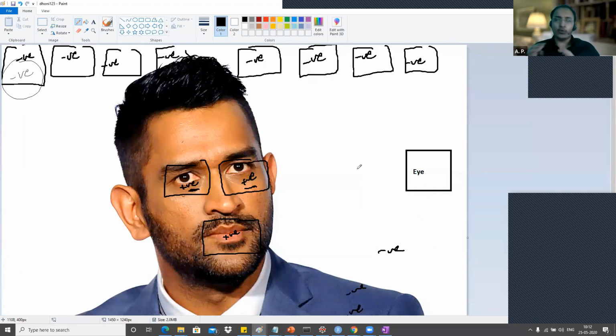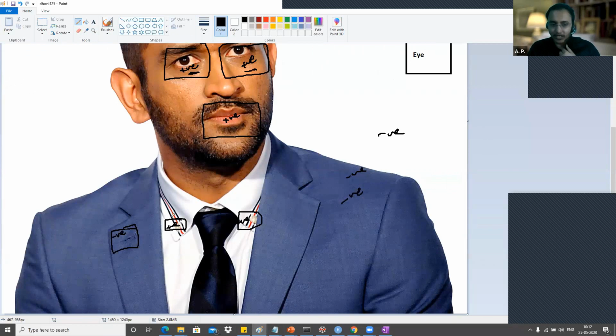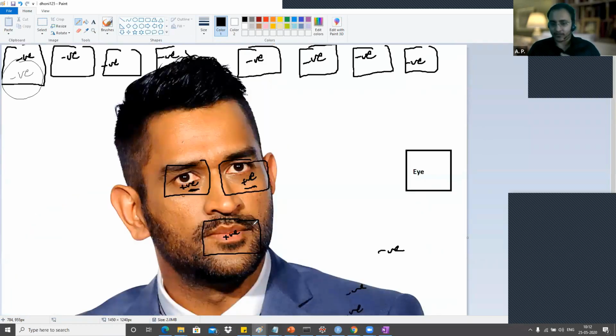Now, this is the output of the convolution process. Are we good with this part? On the background, we will have negative values. On the actual eye, we will have a very positive value. On the lips, we may have a slight positive value. On the shirt buttonhole, we may have a slight positive value. Here we may have slight positive values as well. This is the outcome of convolution.